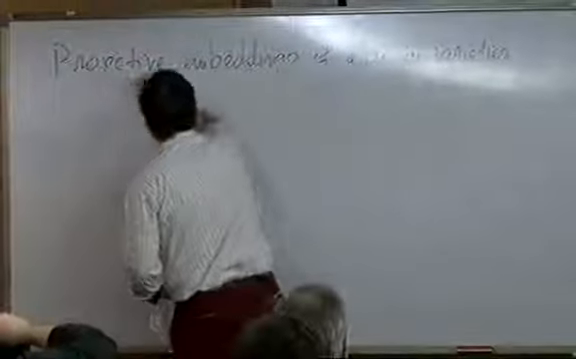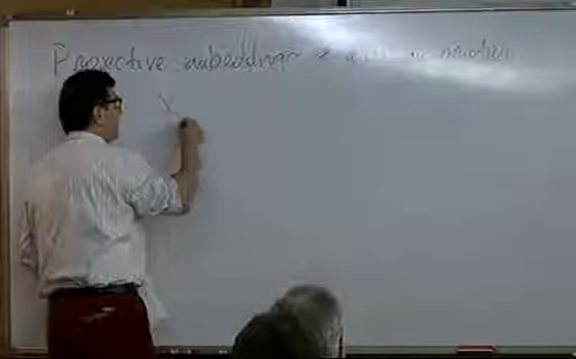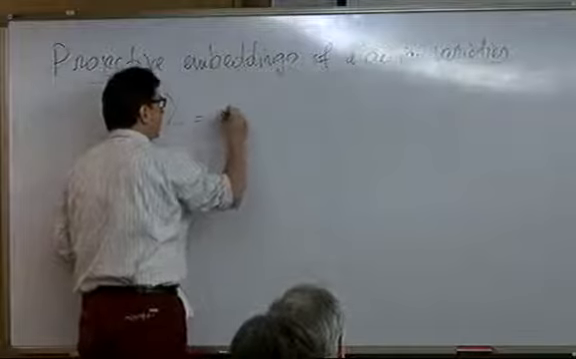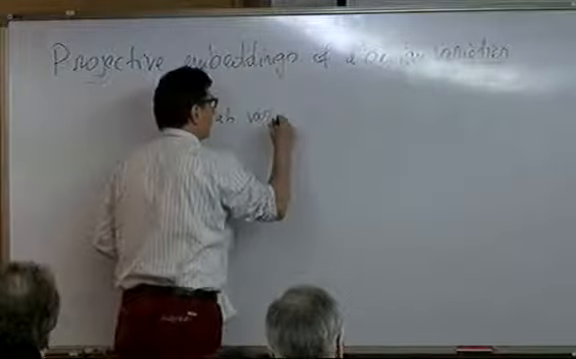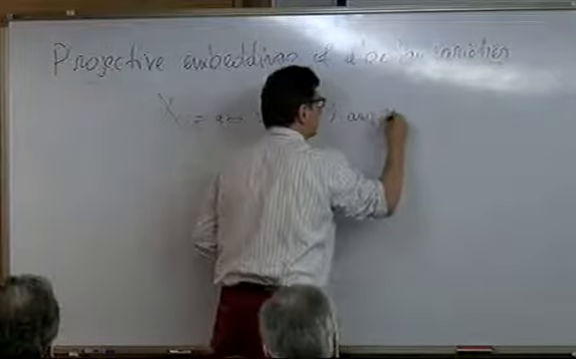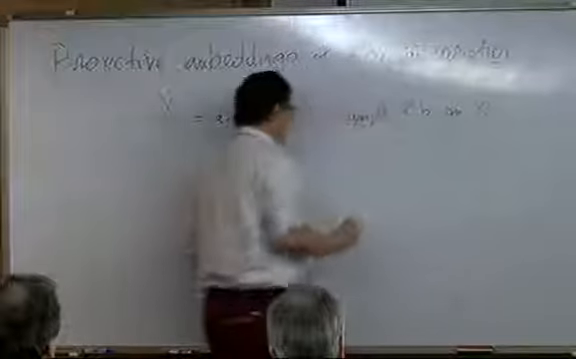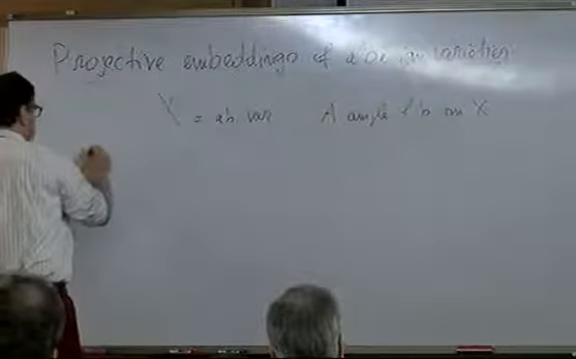Okay, so the setting will be, the notation will be X, an abelian variety, and A, an ample line bundle on X. So some classical results.